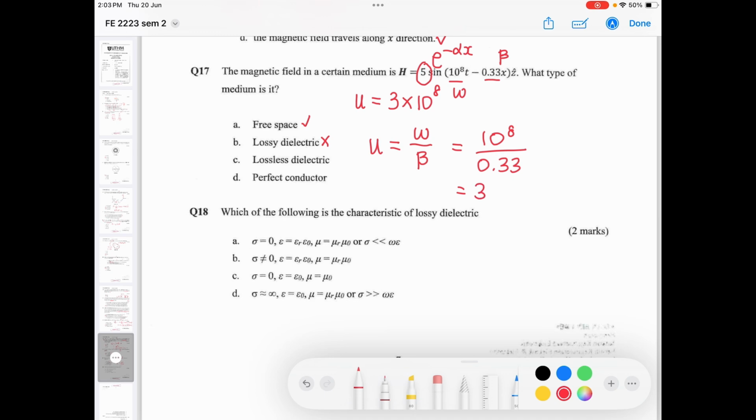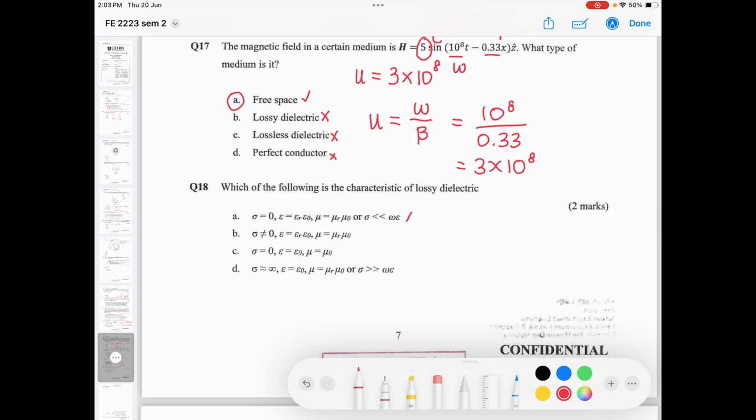So it is 3 times 10 power 8, meaning that this one is free space. The magnetic wave is traveling in free space. It is not lossless, and it is not a perfect conductor, because it matches the characteristic of free space. Which of the following is the characteristic of lossy dielectric? For lossy, the conductivity won't be 0, and it also won't be infinity. Lossy has a conductivity that is not equal to 0.